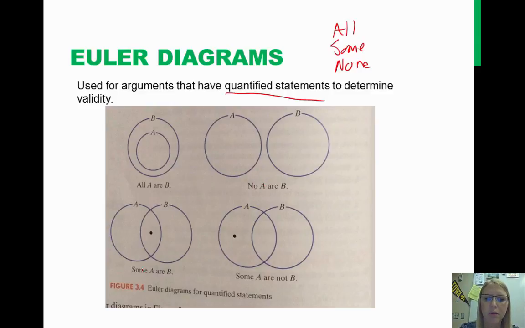And the next one we have some A are B. Notice that they're intersecting and there's a dot in the middle of it. So that means there's at least one in there. And the last one, some A are not B. So this time we're talking about something that's inside the A part, but not in the B, yet the two are intersecting. So they are very much like Venn diagrams, and it really helps to use these to determine if something's valid or not. And I'm going to show you how to do that in a minute.